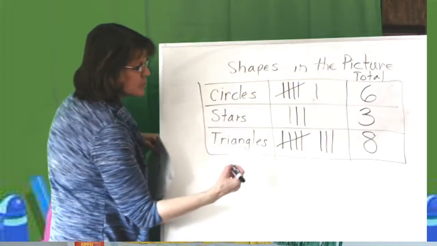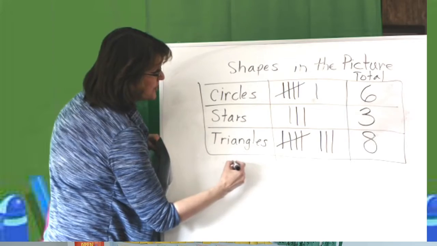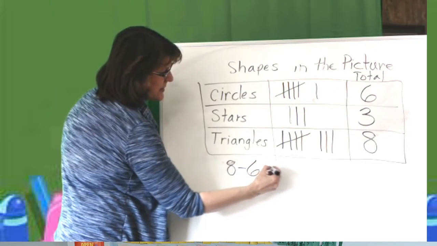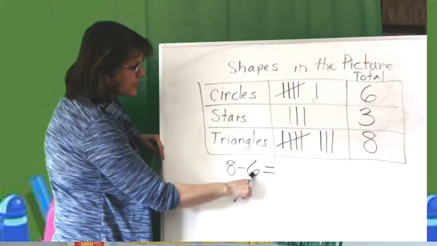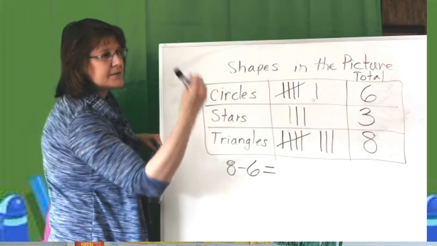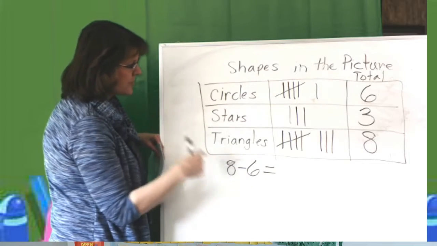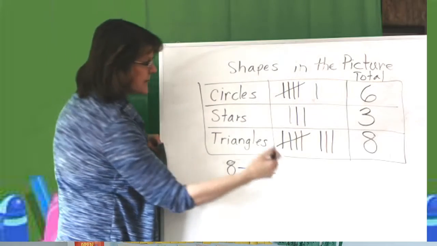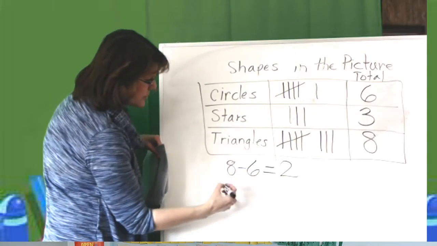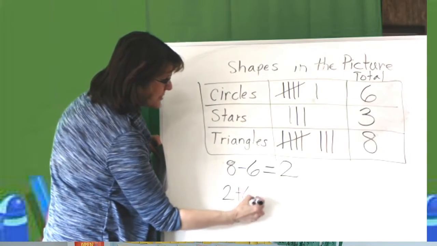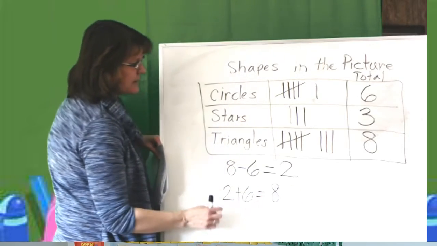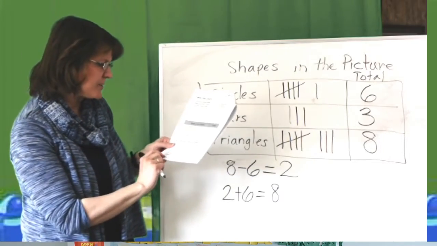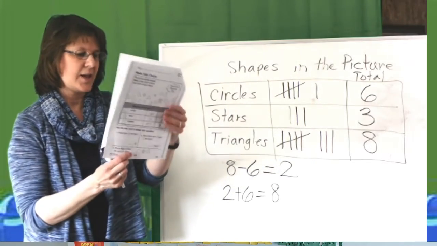Or we can do our subtraction problem. Starting with the greater number, triangles, 8. Take away the circles, 6. You can use your number line, count backward, or start at 6 and count up to 8. 6, 7, 8. Or start at 8 and count backwards to 6. 8, 7, 6. And we know it's 2. We can even do an addition fact. 2 plus 6 and check to make sure it's 8. Our numbers match up and we have the correct answer there. And at the bottom, which shape is there the most of? And you would circle the answer.